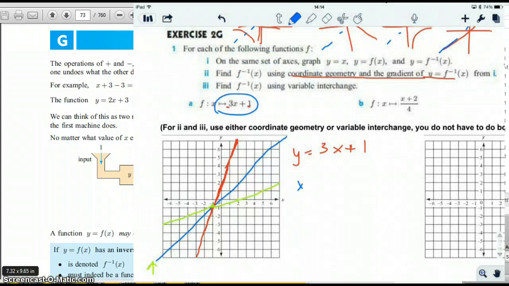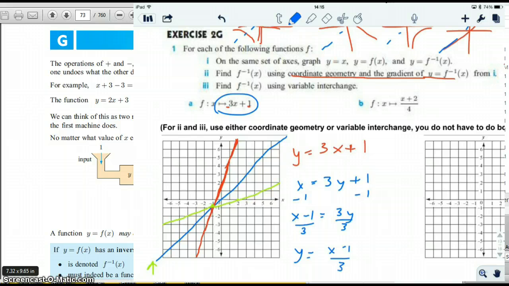We'll get x equals 3y plus 1. And then we're going to use algebra and isolate the y by itself right there. Okay, so first thing we're going to do is subtract 1 from both sides. That'll be x minus 1 equals 3y. Then we're going to divide both sides by 3. That'll be y equals x minus 1 divided by 3. Okay? So we have just found the inverse function using variable interchange.